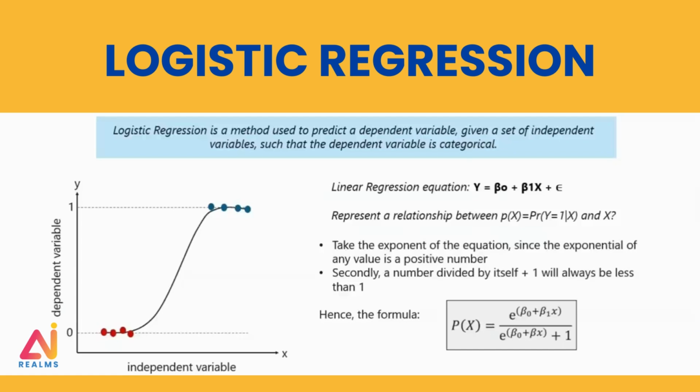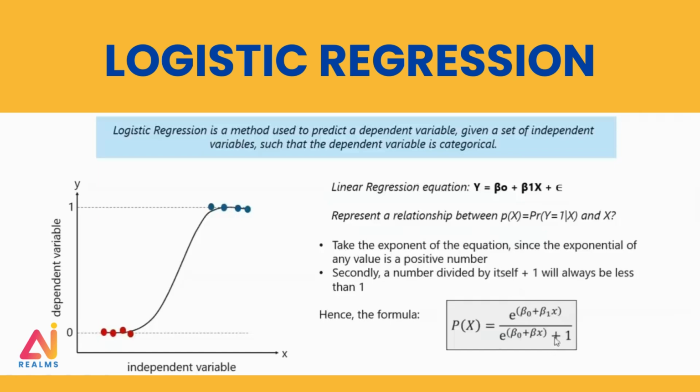So to meet these conditions, we have to do two things. First, we can take the exponent of the equation, because taking an exponential of any value will make sure that you get a positive number, correct. Secondly, you have to make sure that your output is less than 1, right? So a number divided by itself plus 1 will always be less than 1. So that's how we get this formula. First, we take the exponent of the equation, beta naught plus beta 1 into x, and then we divide it by that number plus 1. So this is how we get this formula.